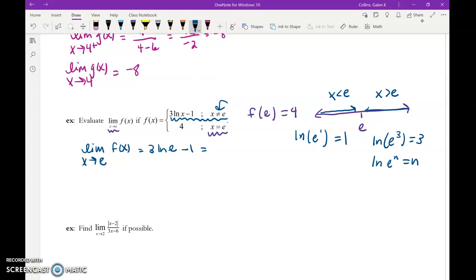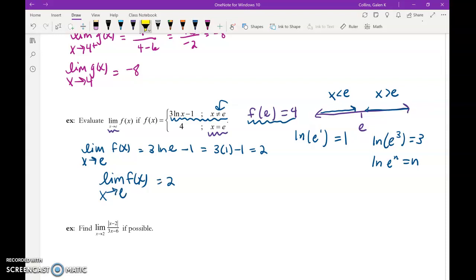So 3 times the natural log of e is really just 3 times 1, and then we still have to subtract 1. So we end up getting 2. So even though the function evaluated at e is 4, the limit does exist. So the limit of f as x approaches e is just the value 2.